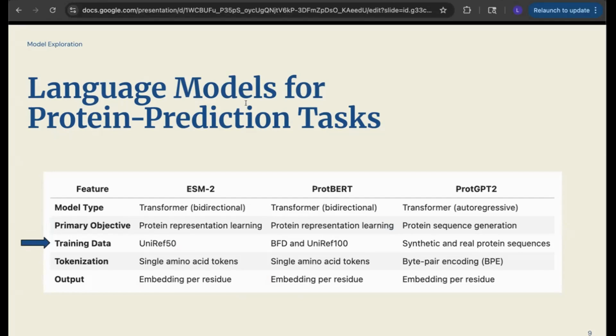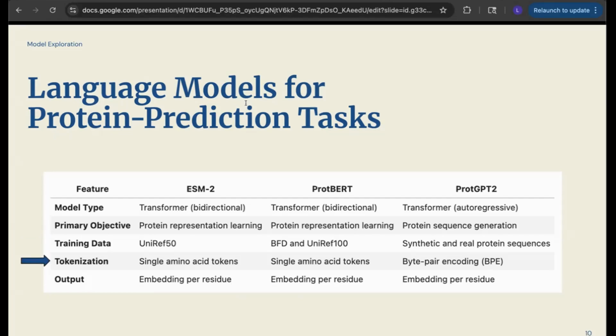So all of the models were trained on similar publicly available protein databases. And the only difference here is that ProtGPT2 is also trained on synthetic sequences. And this is just because it has a very specialized task of de novo protein sequence generation, and it tries to follow the principles of natural proteins. So it has to add additional training data in there.